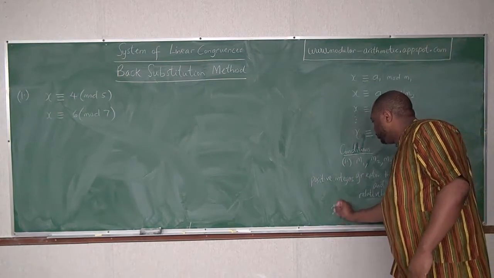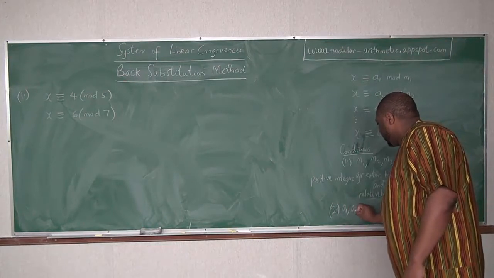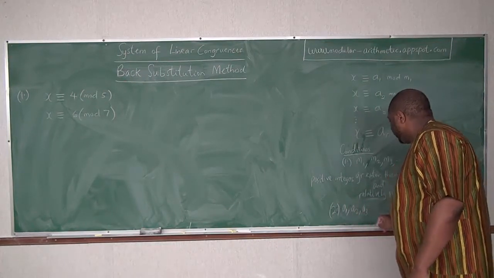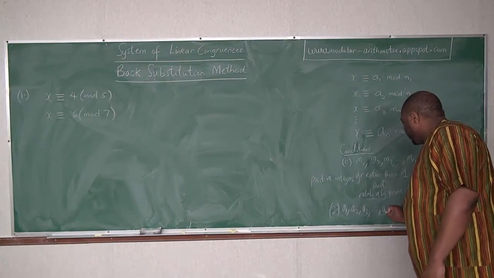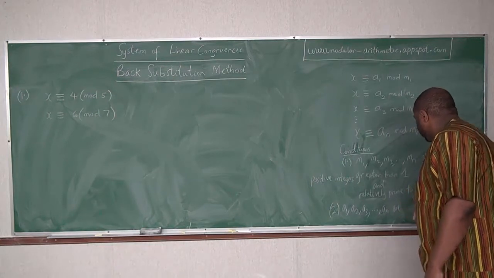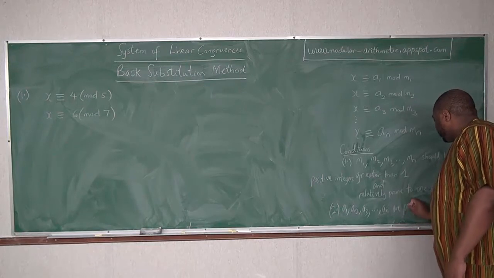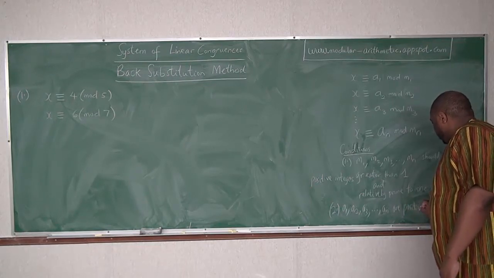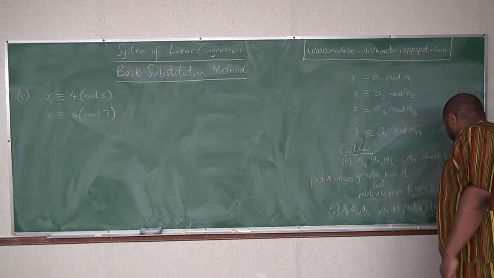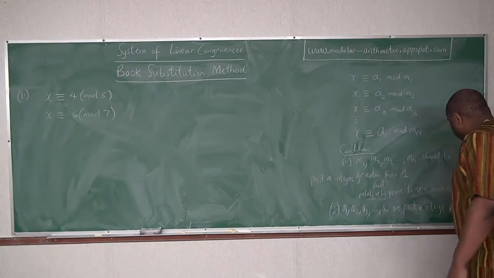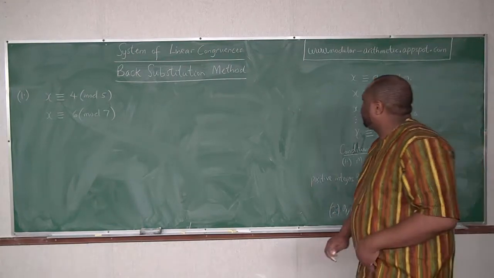Number two: the numbers a1, a2, a3, up to a subscript n are positive integers. So these are the conditions.